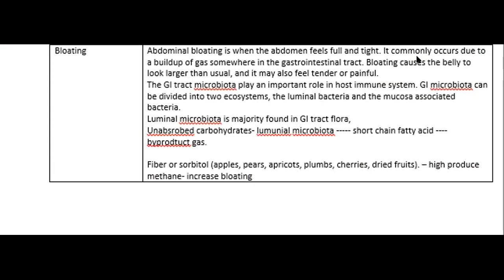And let's continue. The next one is abdominal fullness. As we already discussed, abdominal fullness is seen due to impaired gas handling, which is due to the altered gut microbiota.